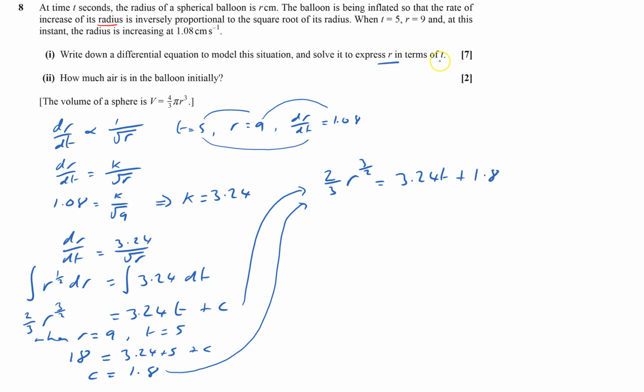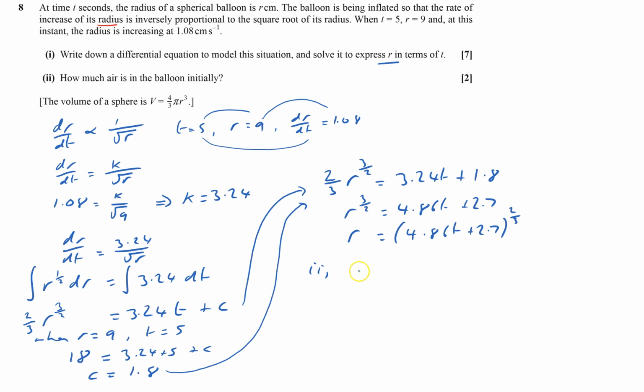Now we have an expression containing both r and t, but it says to express r in terms of t, so that means I've got to have r equals. It's not just enough to have an equation which contains both r and t. So I'm going to times both sides by 1.5, which should give r to the 3 over 2 equals 4.86 t plus 2.7, and now I can take it to the power of 2/3, and then I'll get rid of that. I get (4.86 t plus 2.7) to the power of 2/3, and that is now an equation for r in terms of t. That's good.